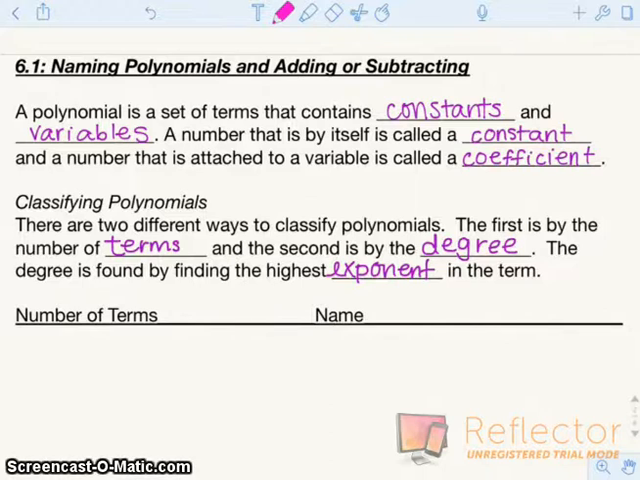So when we get into classifying polynomials, there's two different ways that we're going to classify them. The first is by the number of terms, and the second is by the degree. The degree is found by finding the highest exponent in the term. And by the number of terms, I mean how many pieces are being added or subtracted. It's really important that we have a standardized system for identifying polynomials so that mathematicians can talk amongst each other and know exactly what we're talking about.